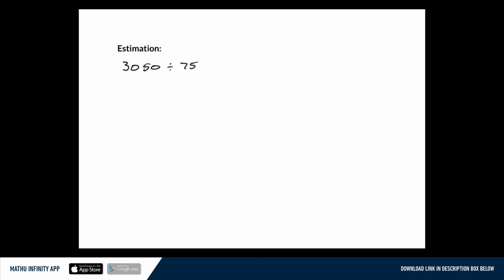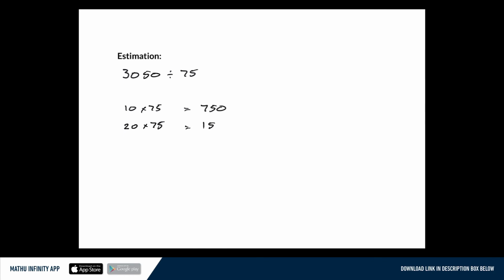A good way to do that is using our doubling method, which we've done in one of the previous exercises. And we could say, well, what is 10 times 75? And we'll say, well, that's 750. That is way too low. Well, let's double it. So let's go 20 times 75, and that would be double that answer, which is 1,500. Still way too low. But if we double it again, and now we go 40 times 75, we would get 3,000.